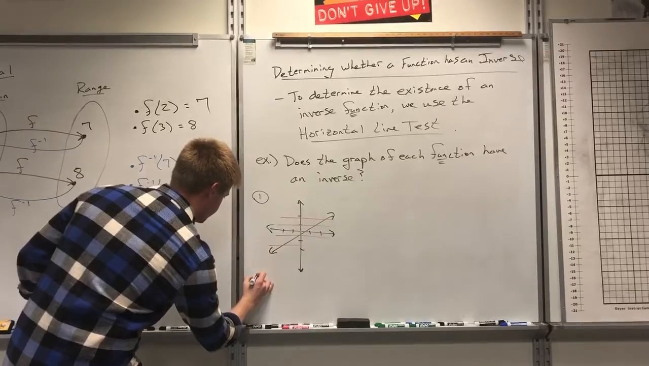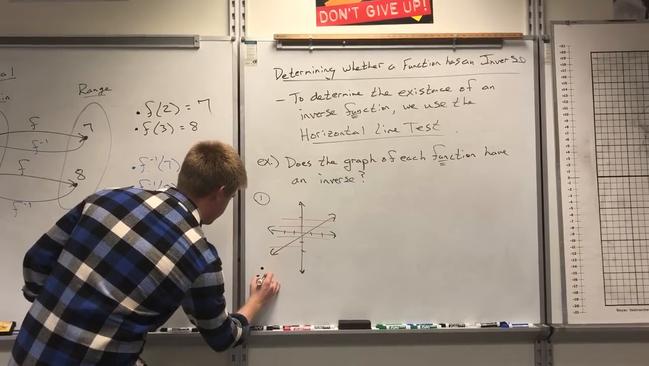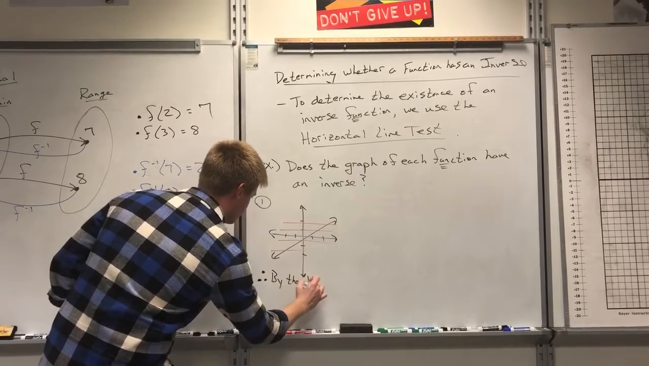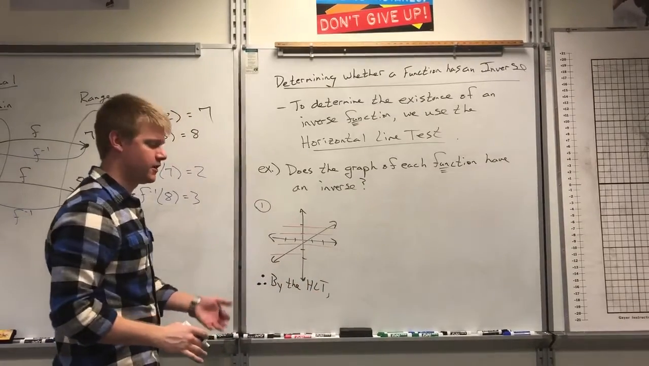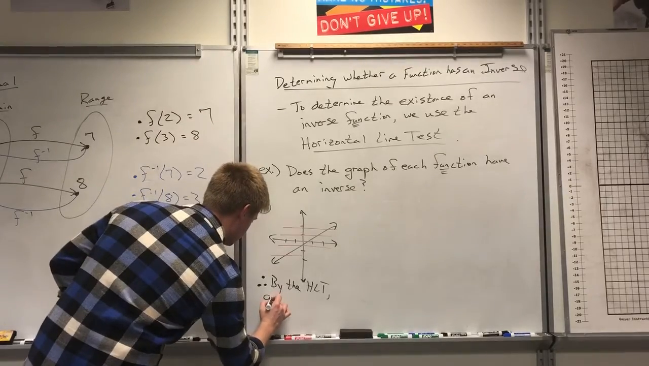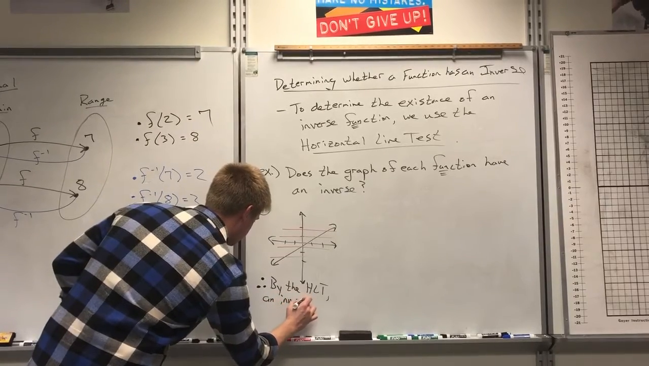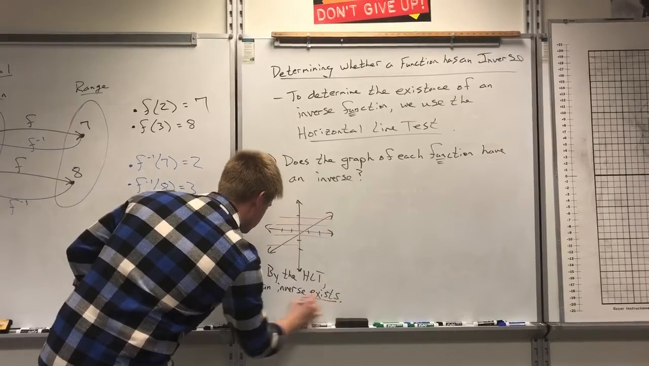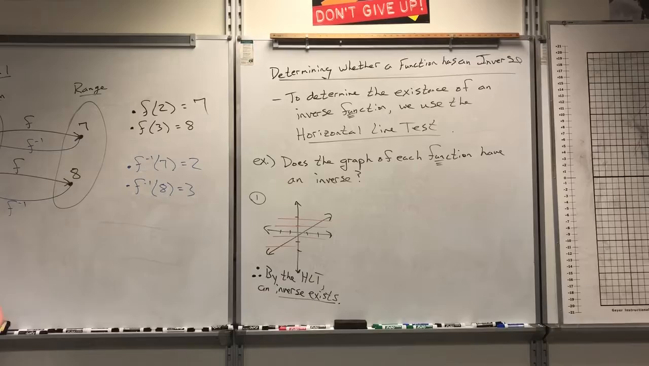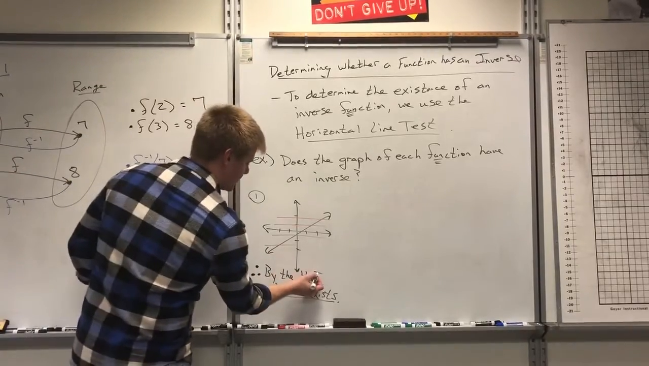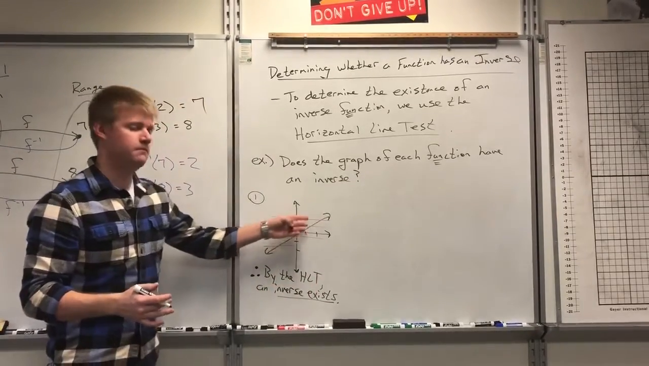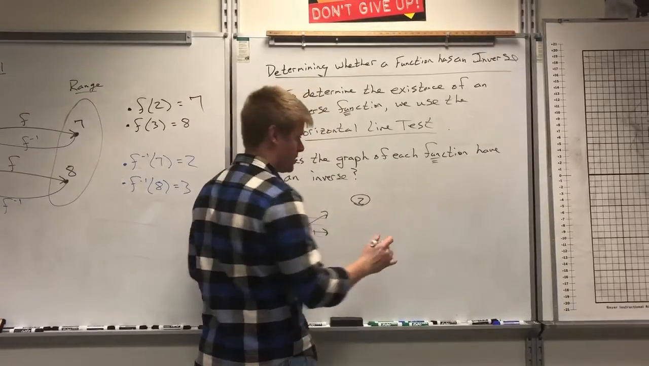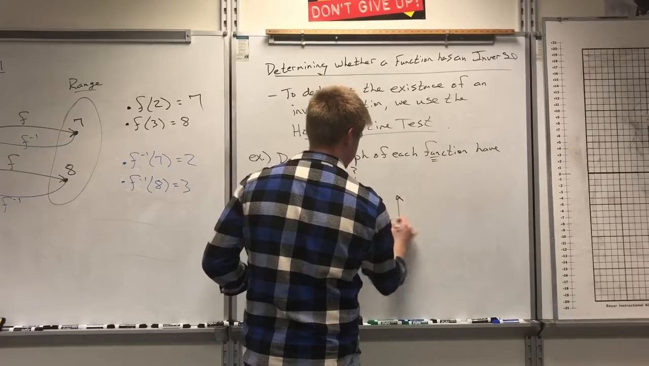So the conclusion here is that we'll say by the horizontal line test, an inverse exists. Okay. So by the horizontal line test, an inverse does exist because it passes. I never hit more than one point with each horizontal line. Okay? To show you one that would not have an inverse.